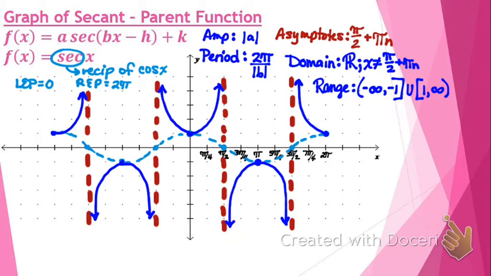Let's do a transformation. So now that we've learned how to do both secant and cosecant, we're going to have to pay attention at the beginning. Did they tell me secant so that my ghost in the background is cosine, or did they give me cosecant so that my ghost in the background is sine? Because that affects where my high points and low points are going to be, and it affects where my asymptotes are going to fall.